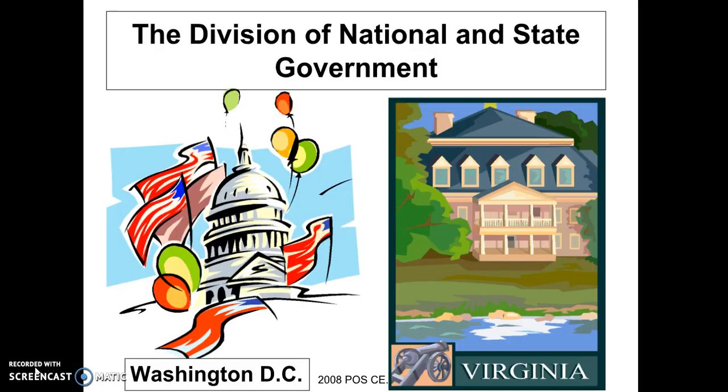So let's look specifically at how we divide these things up. This is one of those things, guys, that you're just going to have to memorize. You are going to have to learn what the national government is responsible for and what the state government is responsible for. As we go through this, I will try and give you some tips on how to help you remember it, but it is up to you to memorize it. You just kind of have to study it.